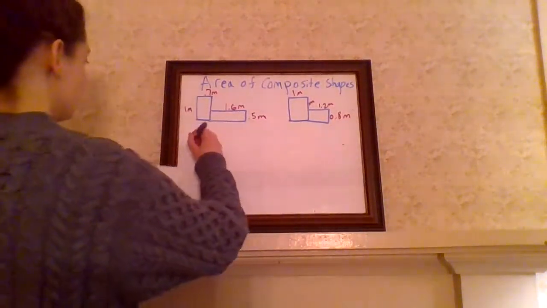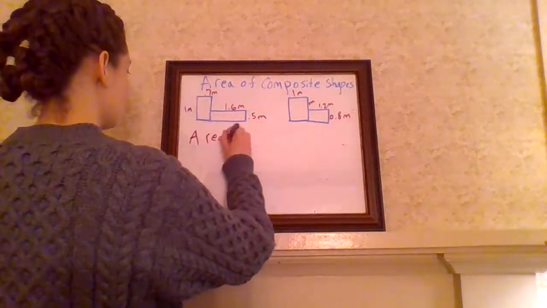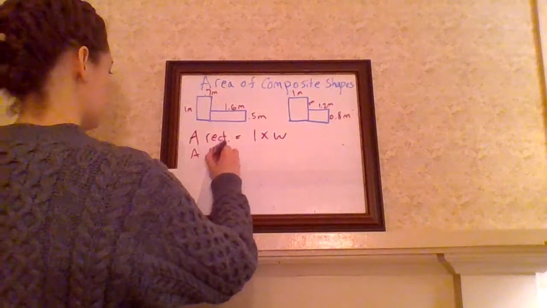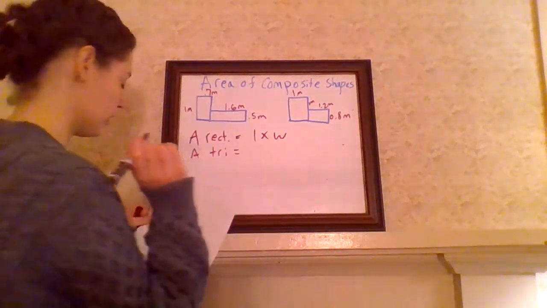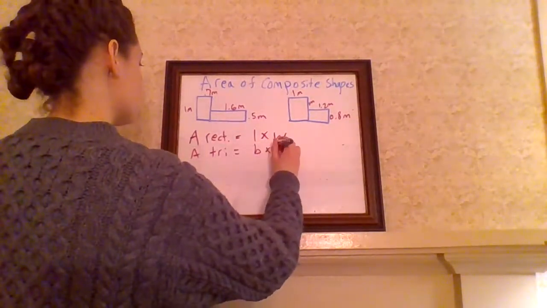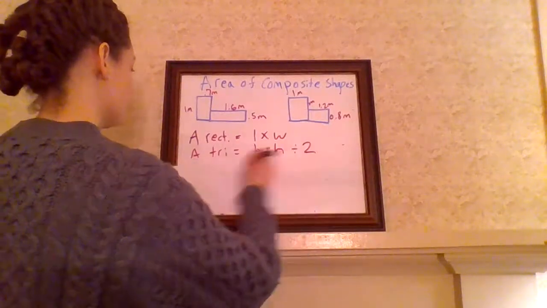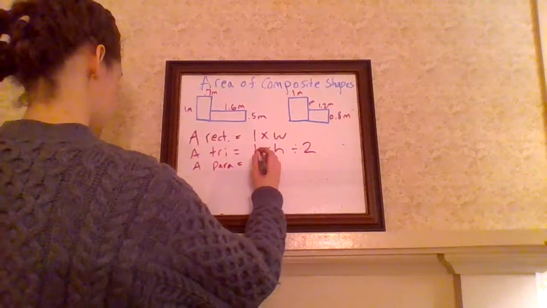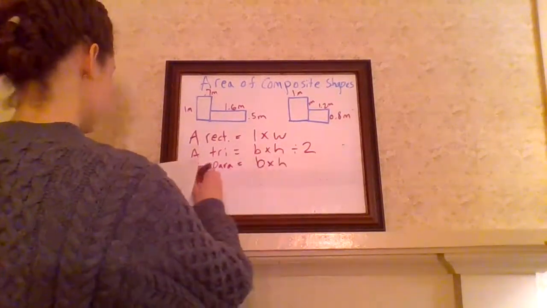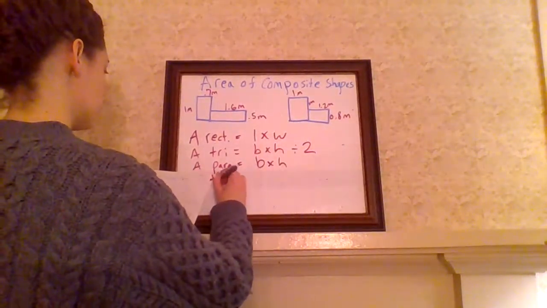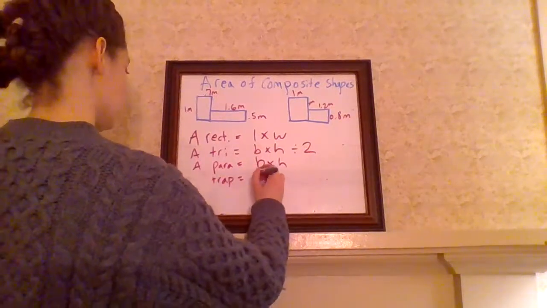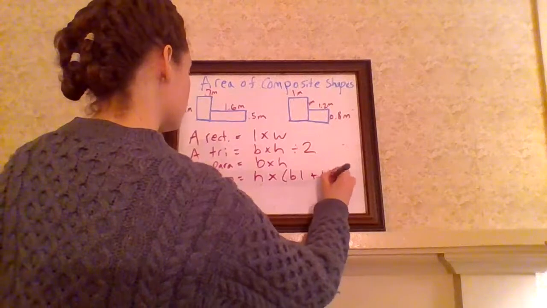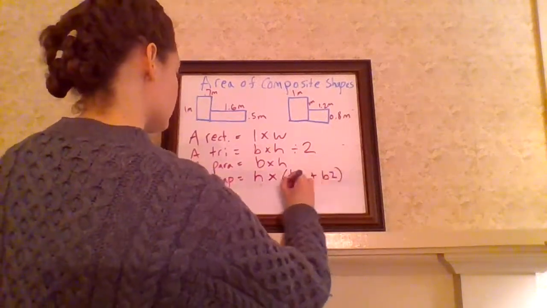We know that the area of a rectangle is length times width. The area of a triangle is base times height divided by 2. The area of a parallelogram is equal to base times height. And the area of a trapezoid is equal to height times base 1 plus base 2, divided by 2.